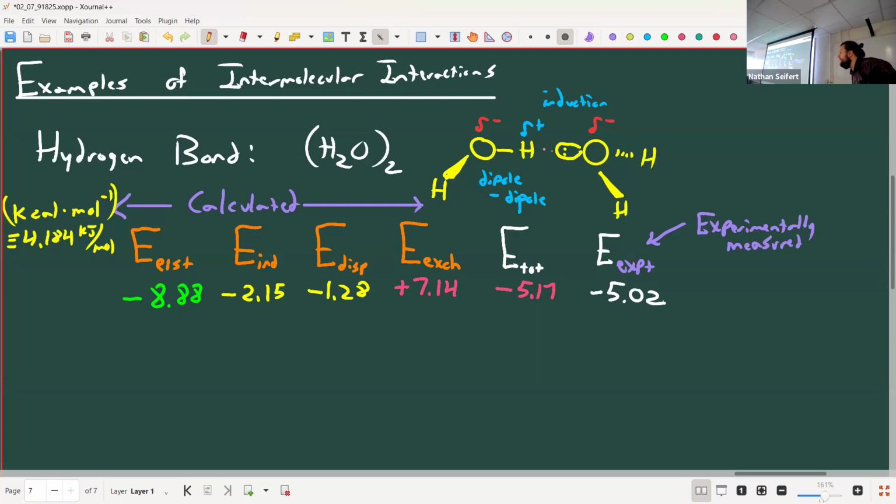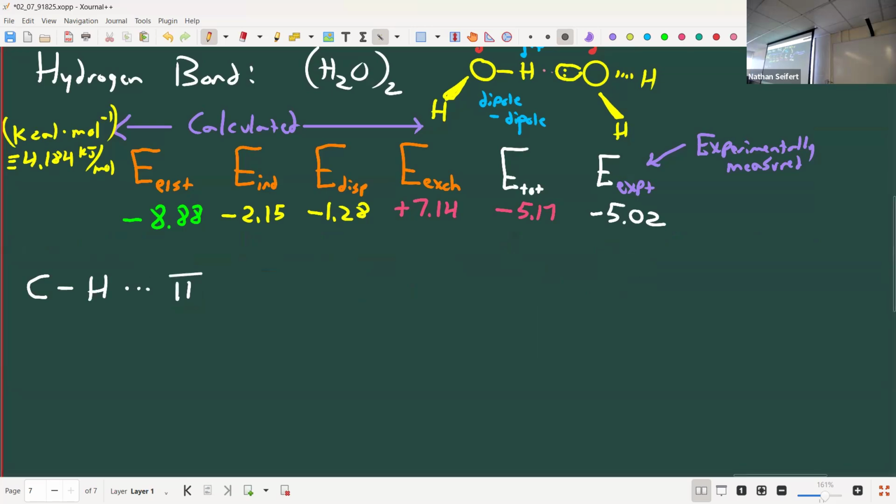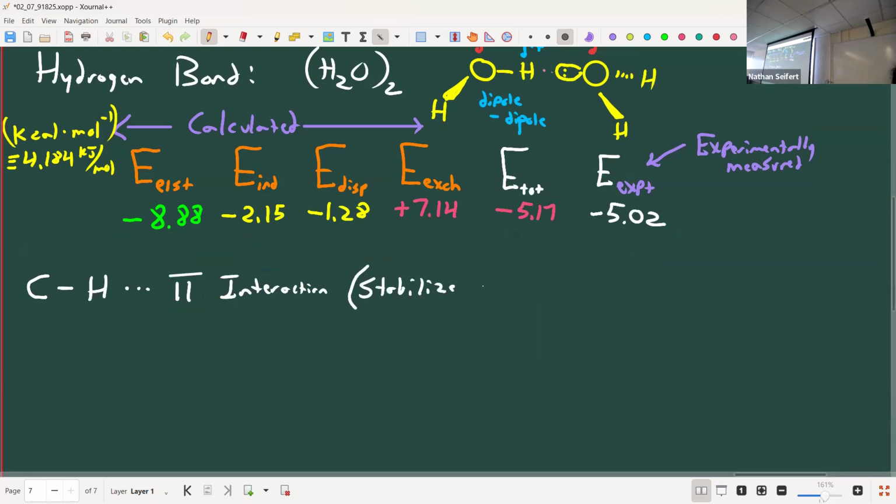Let's look at a slightly different hydrogen bond. This is a really, really common interaction. It's called a CH-pi interaction. And these are the forces that stabilize the inner part of the double helix of DNA.